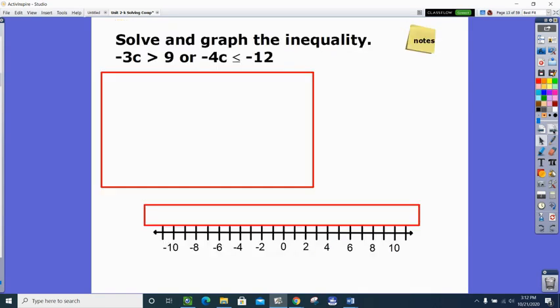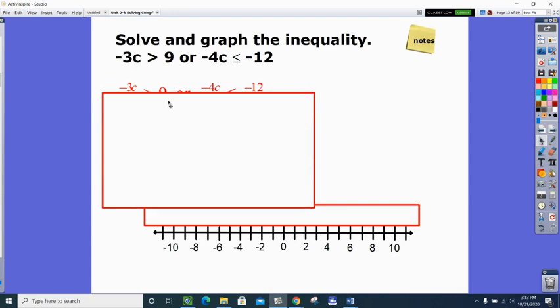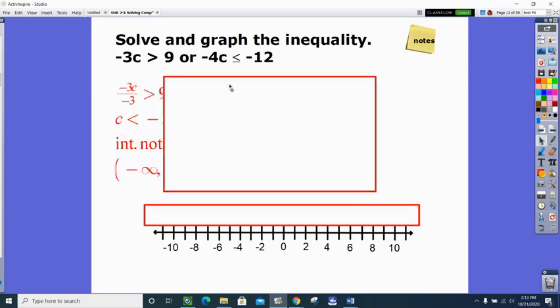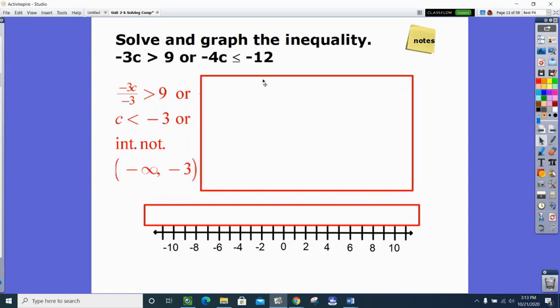Anyway, here's one for you to try. How about if you pause the video and try this OR? Okay, let's see how you did. Really simple little inequalities. Over here, I'm going to divide both sides by my -3. Did you catch that that's the glitch? So it needed to flip and become less than. So this one was going to be c is less than -3.